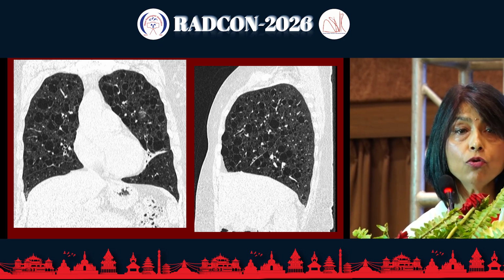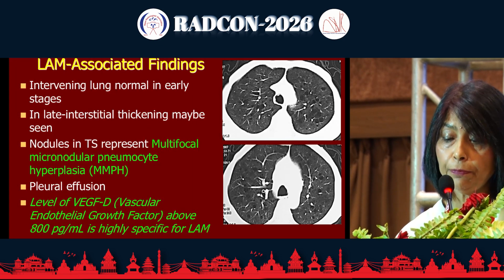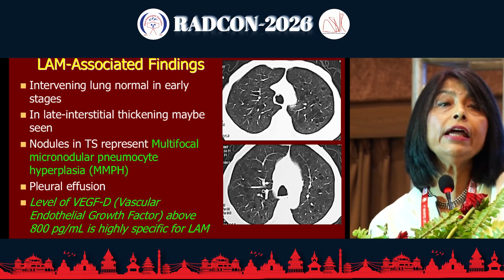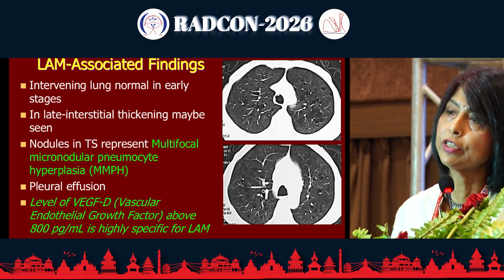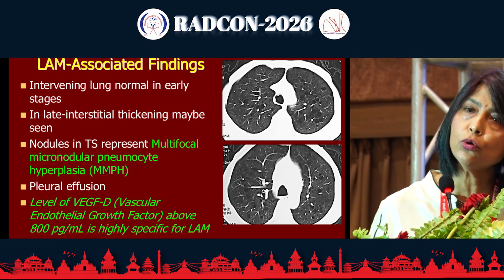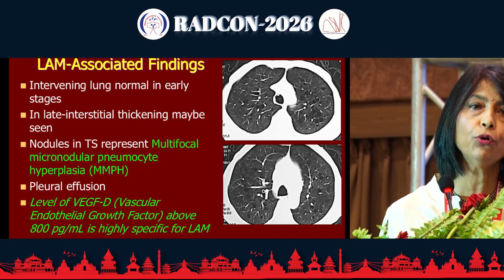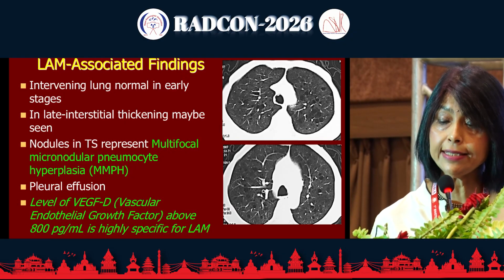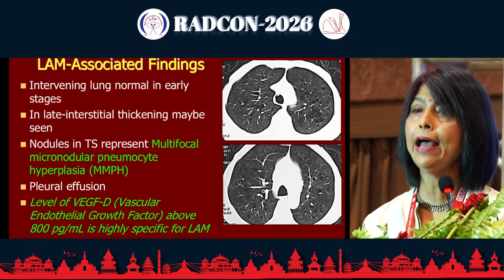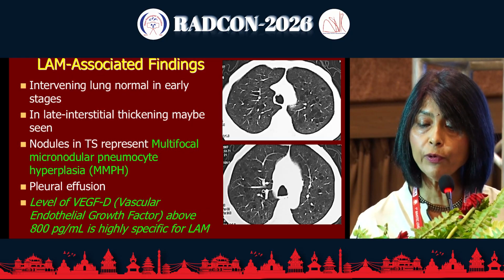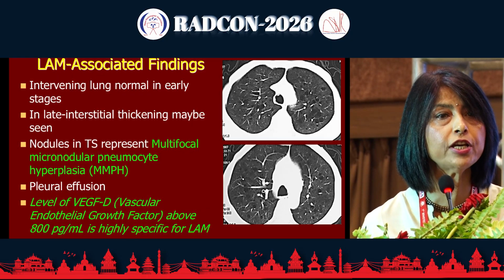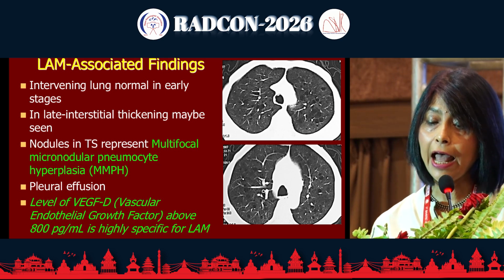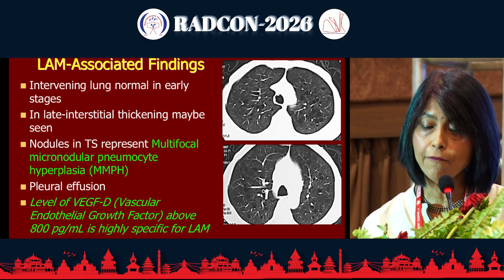Serum VEGF. You can do a VEGF, and if it's more than 800 picogram, it suggests that we are dealing with LAM. Now, it can be associated with tuberous sclerosis. Is tuberous sclerosis an exclusive female disease? No. Tuberous sclerosis happens in males also. So, to understand this, there are 2 types of LAMs, even physiologically. One which is associated with tuberous sclerosis, one which is sporadic. This can happen both in male and female, and this will happen only in females.